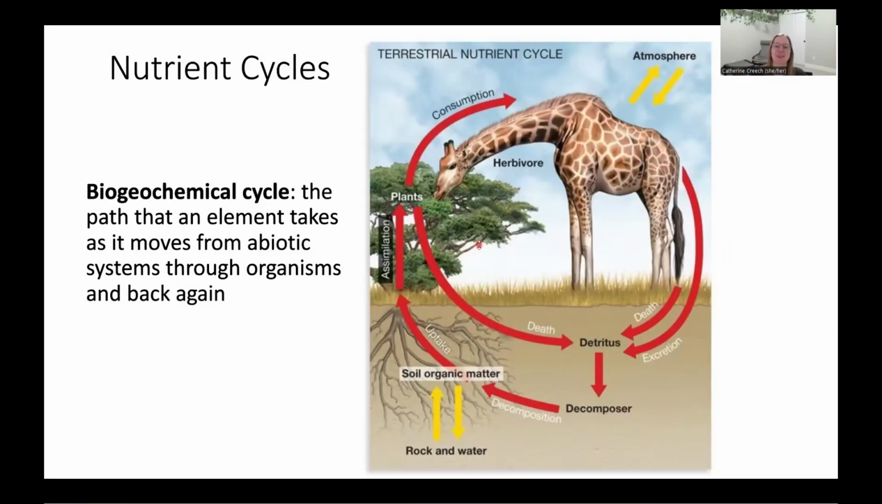Hello, biologists. Today we're going to talk about nutrient cycles. First, let's talk about biogeochemical cycles.